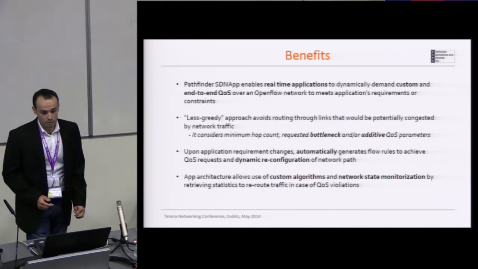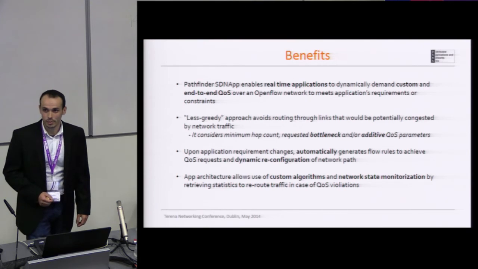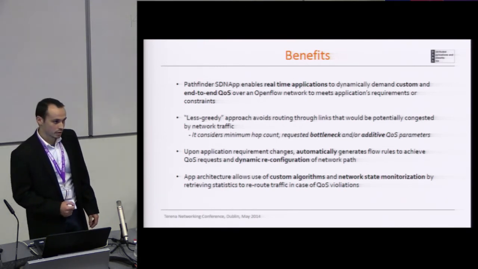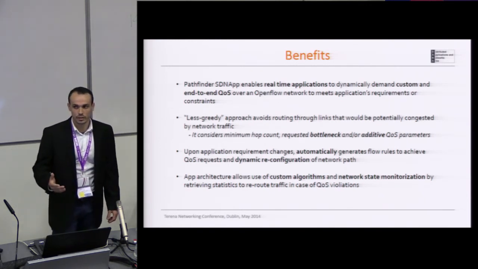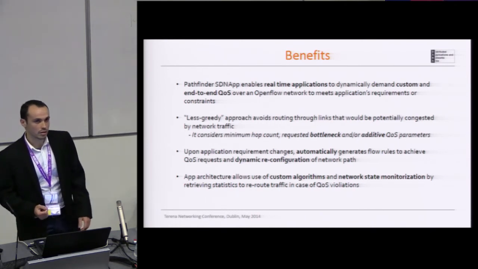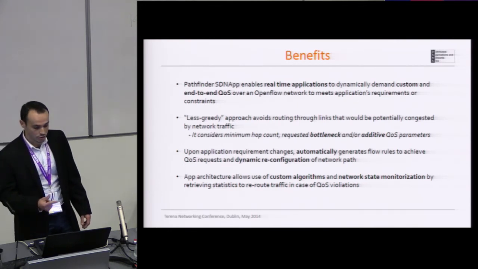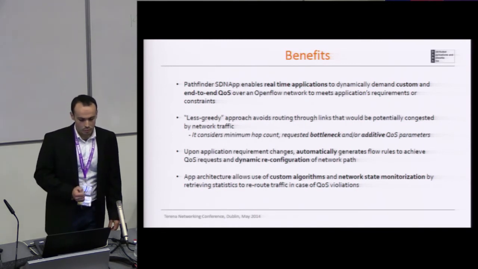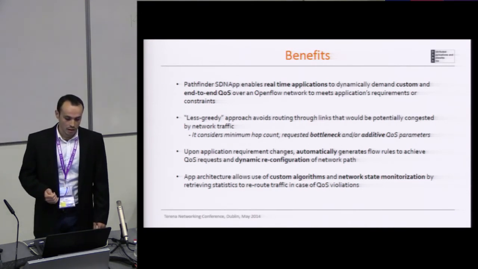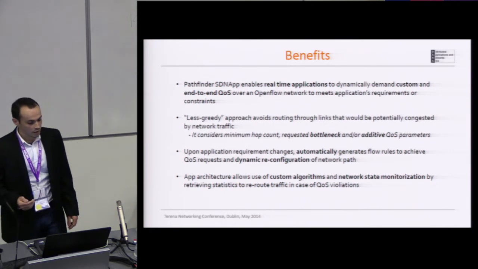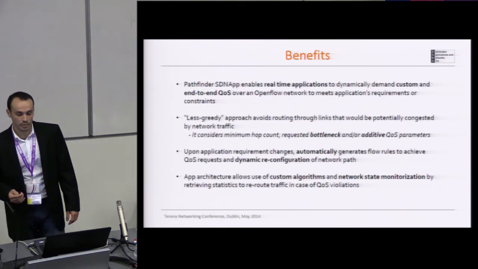This benefits us because the Pathfinder SDN app enables real-time applications to dynamically demand custom end-to-end quality of service paths and meet the applications' requirements and constraints in providing clients with, for example, real-time content. The less greedy approach mainly avoids routing through links that could be potentially congested by network traffic, for example best effort traffic, and it considers minimum hop count, requested bottleneck, or additive quality of service parameters.